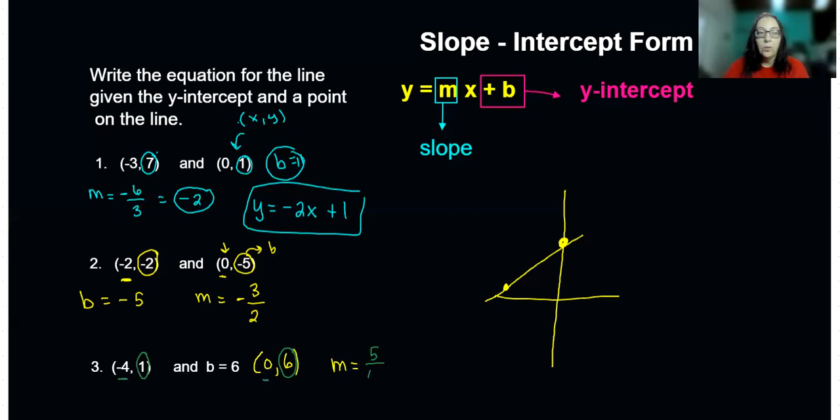So there's my slope. I've got my slope. I've got my y-intercept. I can write my equation. Y equals mx plus b. And you're done.